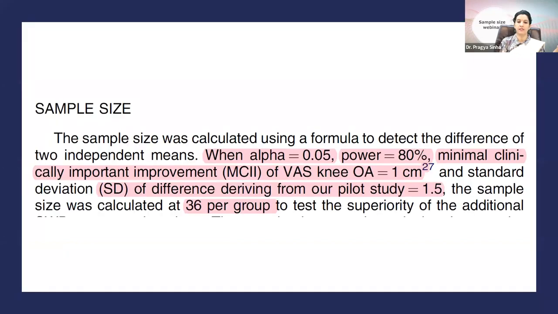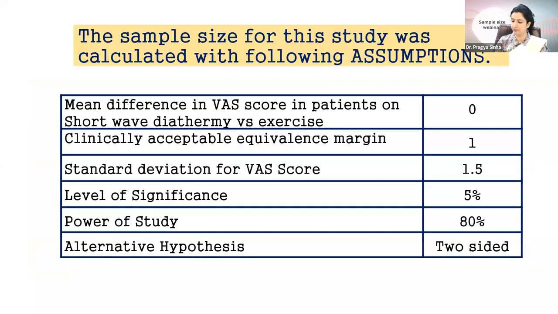So for this sample size calculation, they have kept alpha at 5%, power as 80%, and then minimal clinically important difference they are keeping at 1 centimeter. That 1 centimeter again on the pain VAS scale, you may define this 1 centimeter as the reduction in the pain, and standard deviation was 1.5. The sample size was calculated 36. So in this case, if we see the input, the mean difference was 0. The clinically acceptable equivalence margin was 1, and then standard deviation was 1.5.